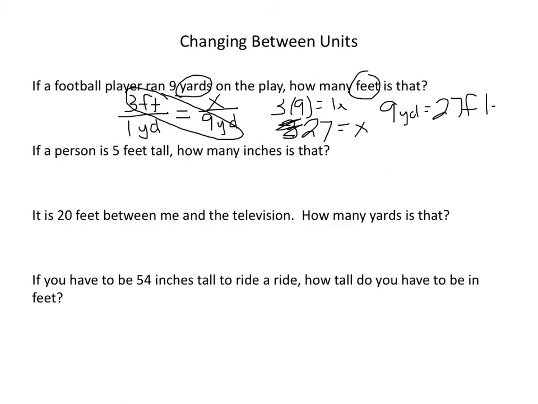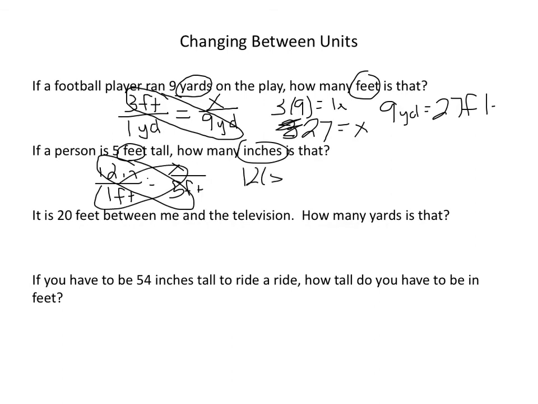So on the next one, we're looking at feet and inches. So I know that 12 inches is 1 foot. So proportionally, if someone is 5 feet tall, I want to know how many inches that is. So if I do my cross products again, I have 12 times 5 is equal to 1 times x. 12 times 5 is 60, so they would be 60 inches tall.